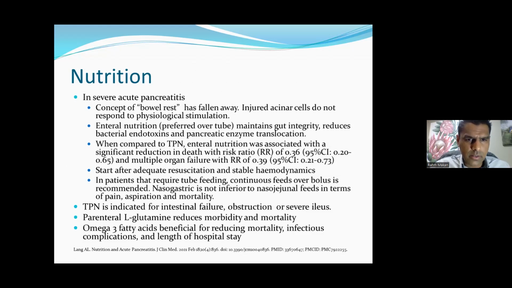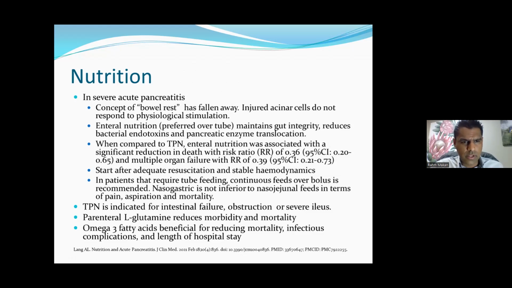So it was suggested that nutrition should be started after adequate resuscitation, once the hemodynamics are stabilized. In patients that do require tube feeding, the suggestion is continuous feeds over bolus feeds. And nasogastric feeds have been shown not to be inferior to nasojejunal feeds in terms of pain, aspiration, and mortality. TPN is only indicated for patients who have intestinal failure, obstruction, or severe ileus.